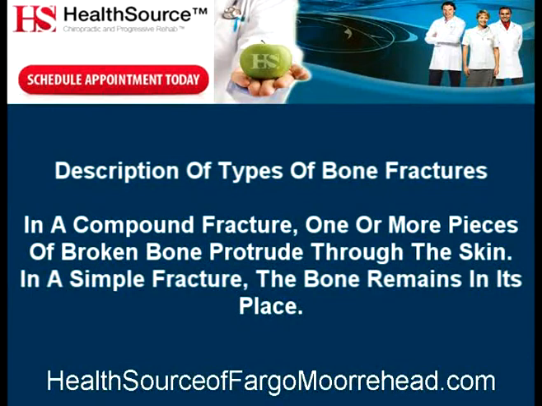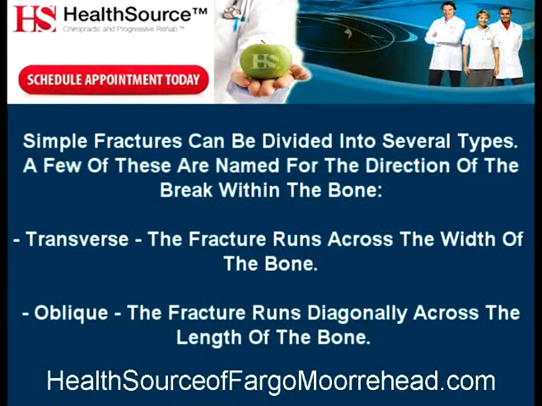Description of types of bone fractures. In a compound fracture, one or more pieces of broken bone protrude through the skin. In a simple fracture, the bone remains in its place. Simple fractures can be divided into several types. A few of these are named for the direction of the break within the bone.